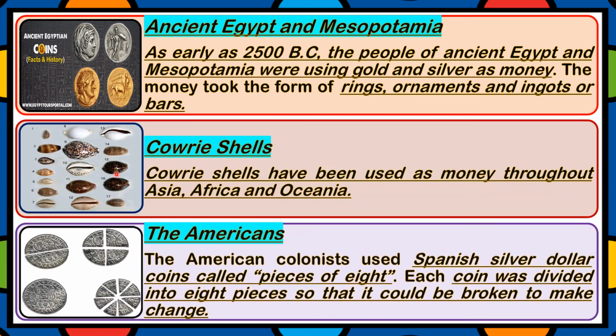Next one, class, the Americans. The American colonists used Spanish silver dollar coins called pieces of 8. Each coin was divided into 8 pieces so that it could be broken to make change. So class, basically this coin is very soft so they can easily cut them according to the change they needed to give to the buyer. So this is the history of money.